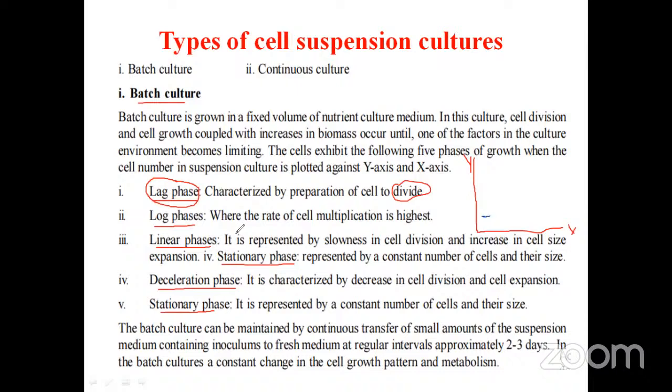So this is where the rate of cell multiplication is highest. Now here the cells divide and growth also takes place. Growth also takes place like this, to grow continuously.